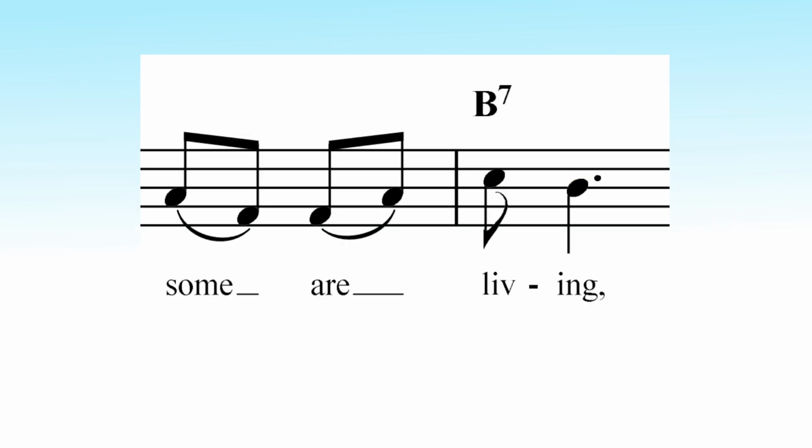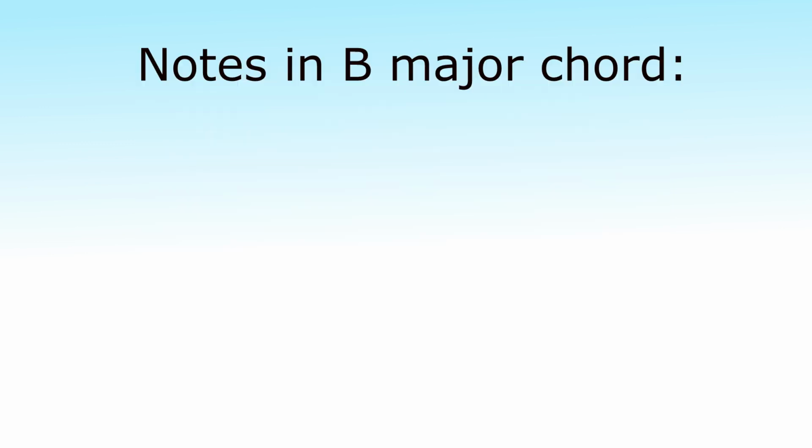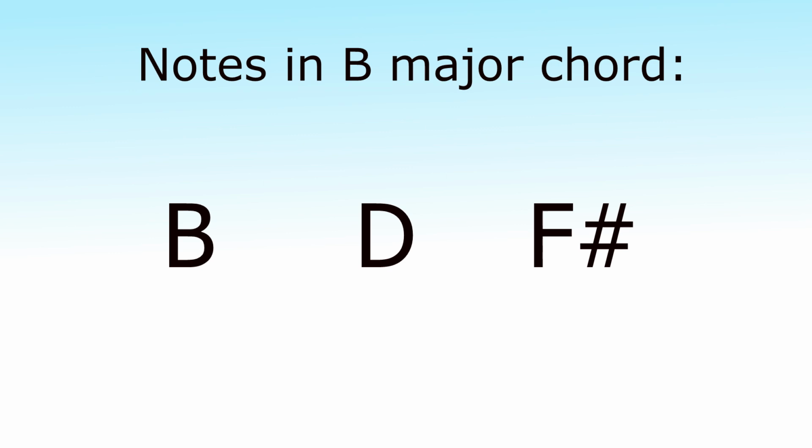The syllable live is also sung as a C sharp note, but this time over a B major chord which contains the notes B, D, and F sharp. Or some other sources say a B dominant 7th chord.